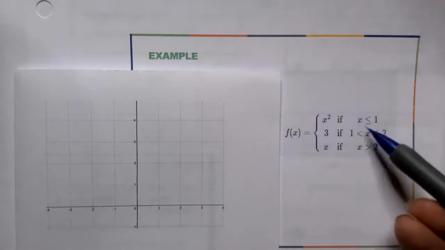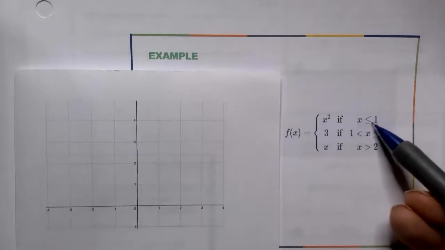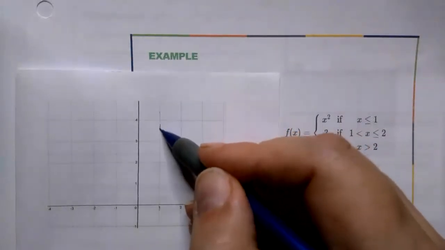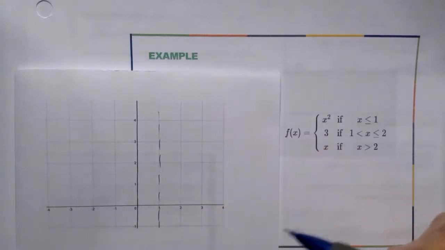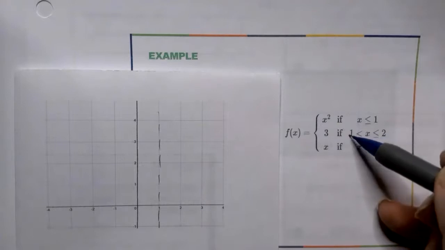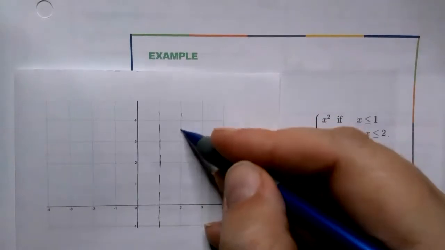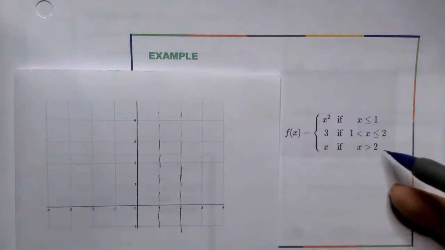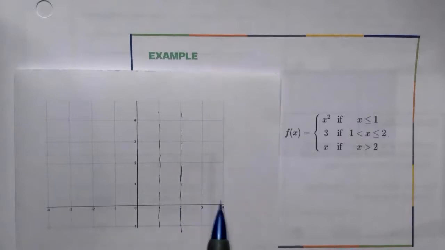So what are the sections here on x? One section is x is less or equal to 1. So right here, x equals 1. I'm gonna draw this line; this is my reference line. And then the next section is x between 1 and 2. So 1 is here, 2 is here. That's your second piece, between these two values. And the third piece is for x greater than 2, so it's beyond 2.